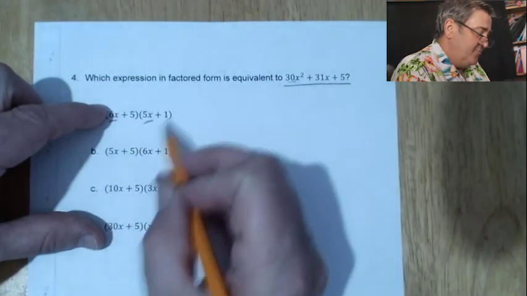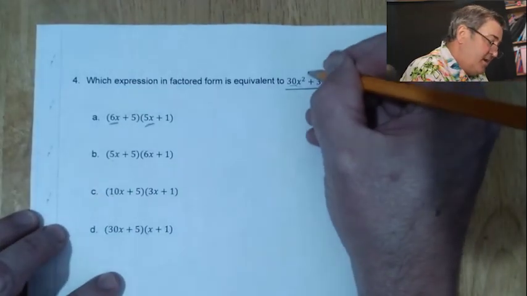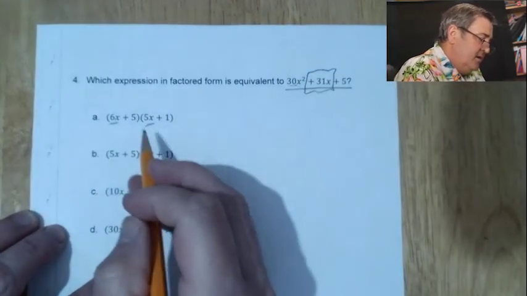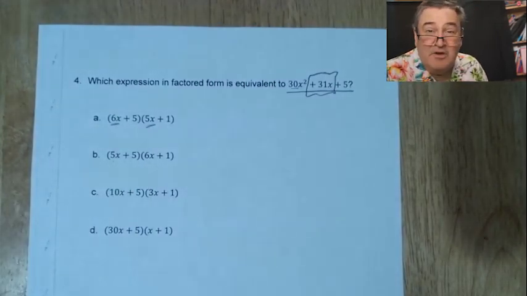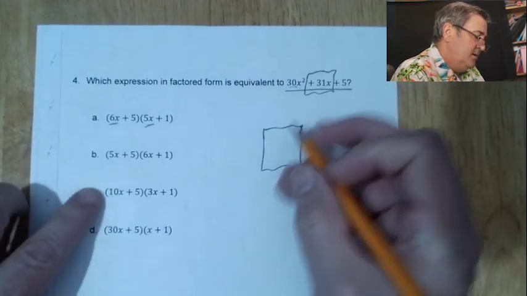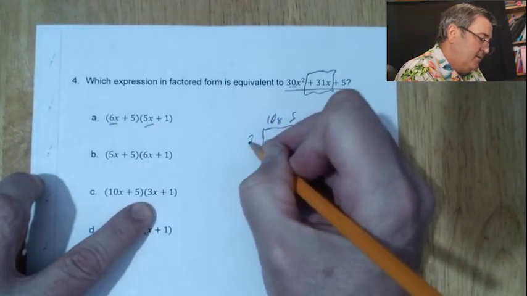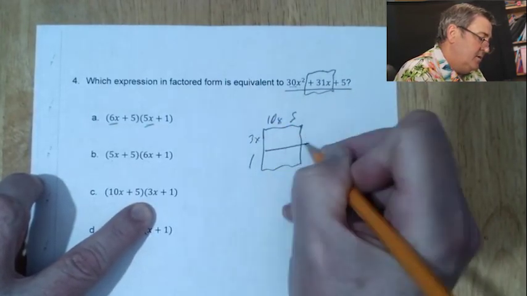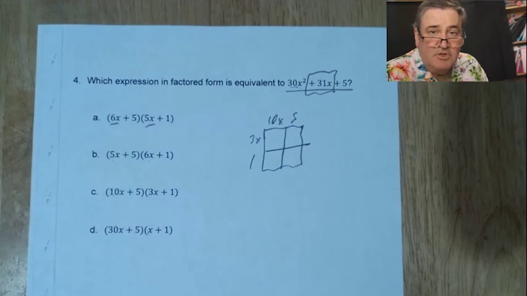5 has to be 5 and 1. Those are all 5 and 1, so that doesn't tell anything. Right here is the key. Which one of those will give you 31x as the middle term? And if you need to, draw a box and say, I want to put 10x and 5 and 3x and 1 and multiply them out, then do that. Do that if you need to.